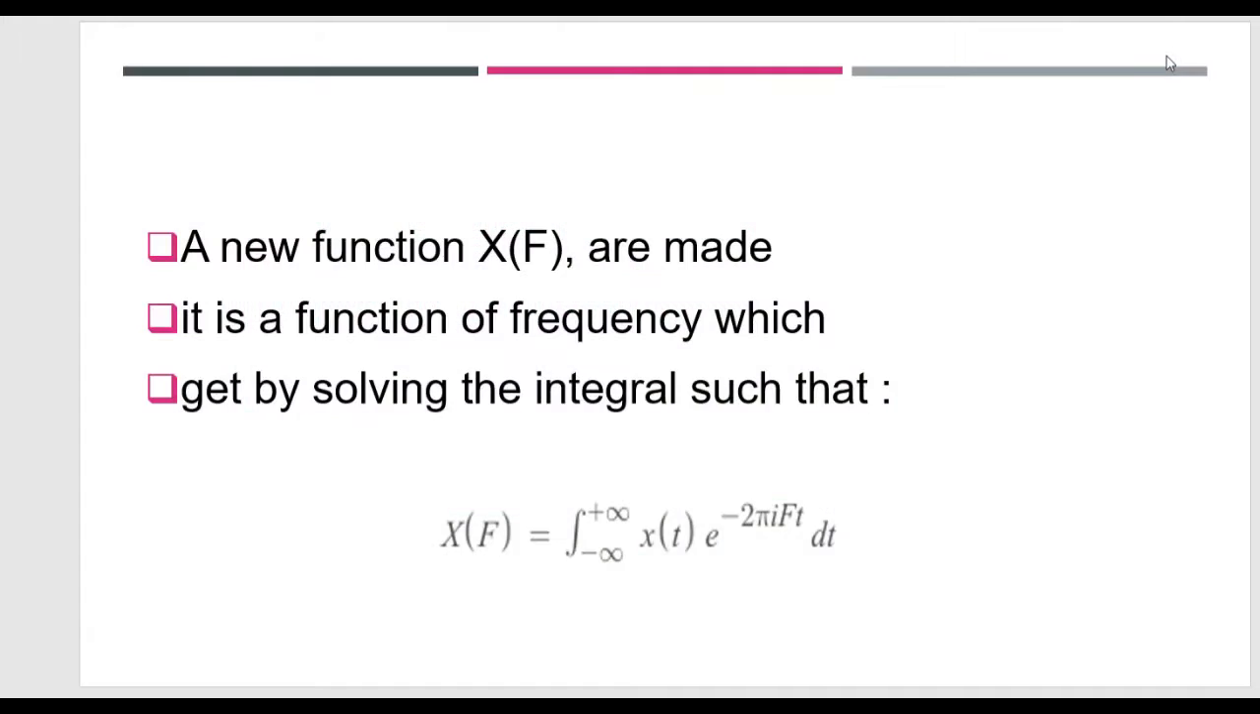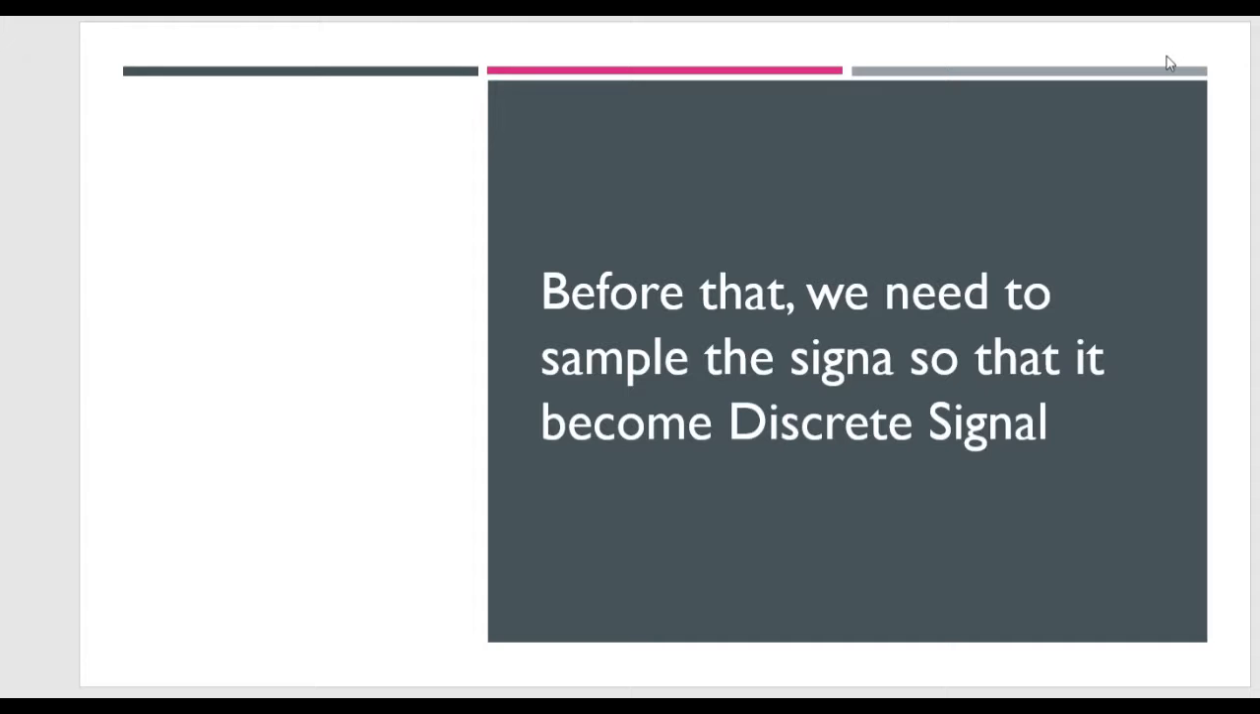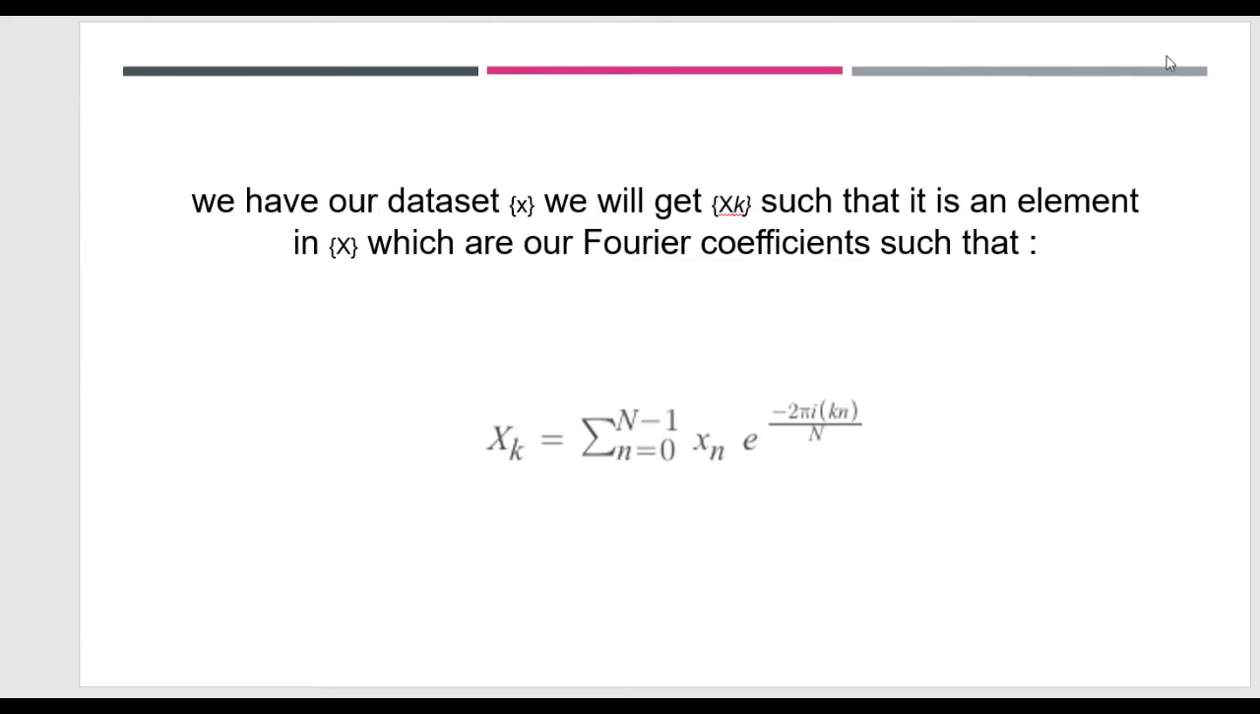This function here is a Fourier transform function but using infinity, so we don't want that. We need to sample it so that it becomes a discrete signal, and after that we can have a new function here, and we don't need to have any infinity value, and we will have a data set.